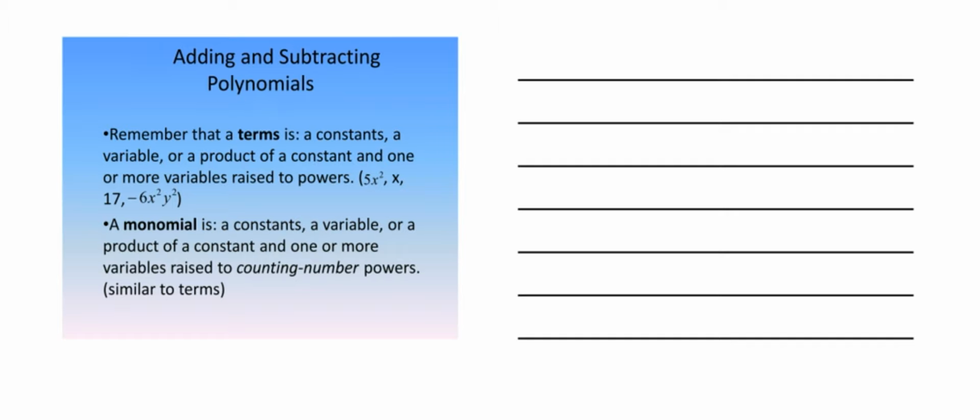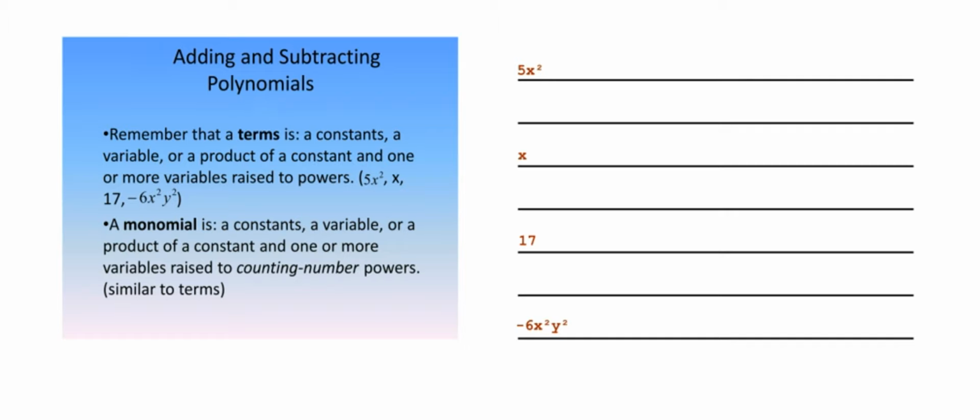Adding and subtracting polynomials. Remember that a term is a constant, a variable, or a product of a constant and one or more variables raised to powers. Examples: 5x squared, x, 17, and negative 6x squared y squared. So these are examples of a term. They're all individual terms. Be aware of that. Notice the commas, hence why I separated them on the side.